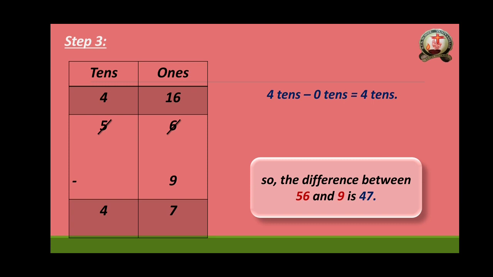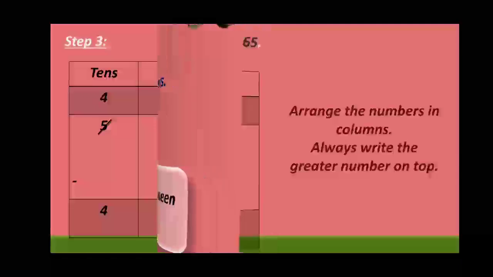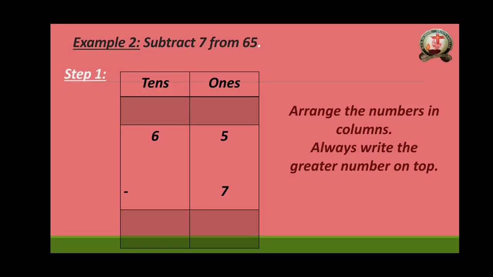Okay. Now let's see the next example. Subtract 7 from 65. Same like the last example's model. So the first step is, yes, we all know that we have to arrange the numbers in columns and put the greater number on top. That is what we have done, right?